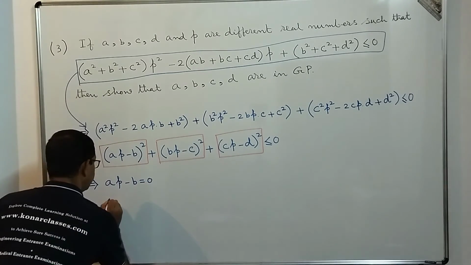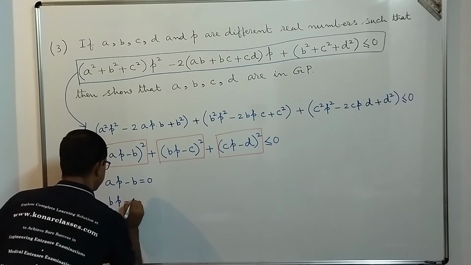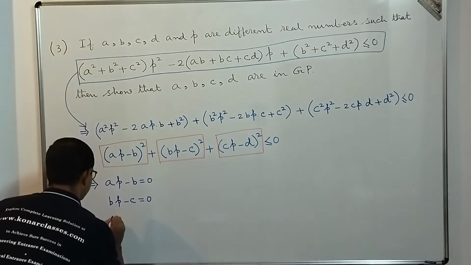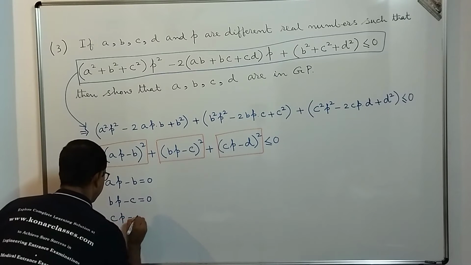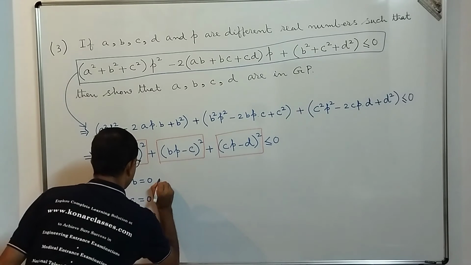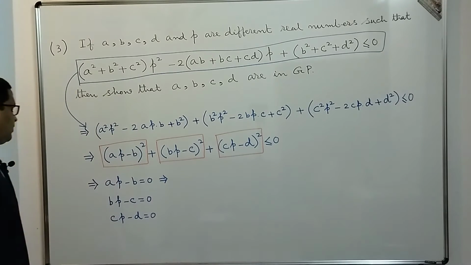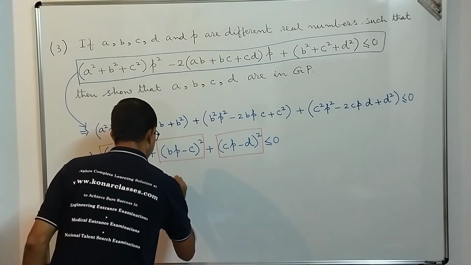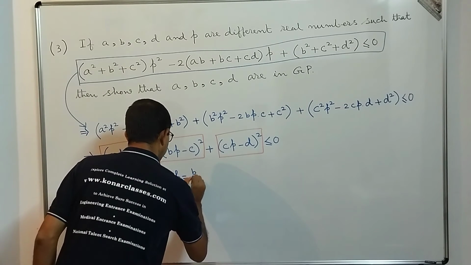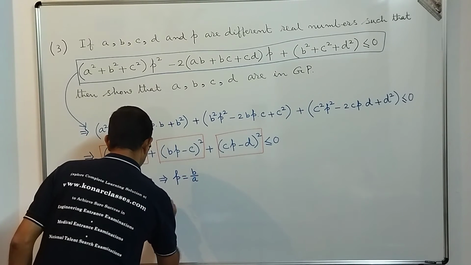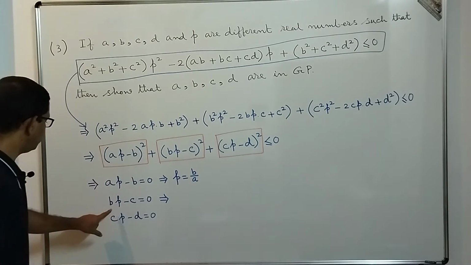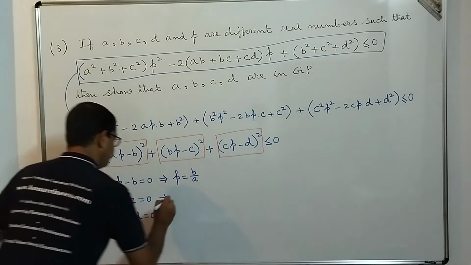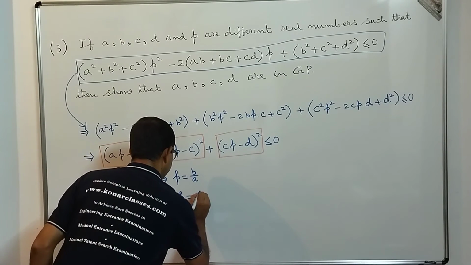And we can write BP minus C is equal to 0. Correct? And we can write CP minus D is equal to 0. Now AP minus B is equal to 0. That means what, dear students? So P is equal to B by A. BP minus C is equal to 0 implies P is equal to C by B.